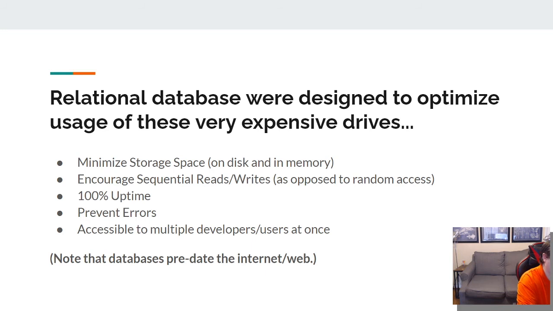It's also important that the drives were up 100% of the time. You would never take this offline. You wanted this to be online all the time. So that's important. And you wanted to prevent errors. You didn't want errors to get into your system, whether from the developers that are working on the system, or your users, because that would be a costly problem, potentially. So there are a lot of things that were the constraints. It did need to be accessible to multiple developers or users at once. But when I say multiple developers or users, what kind of numbers am I talking about?